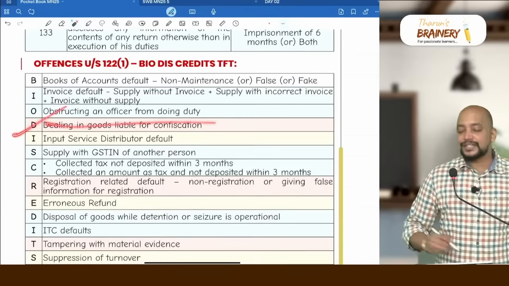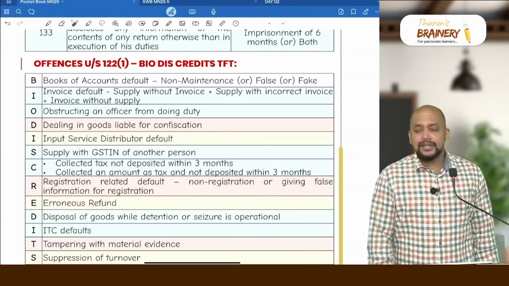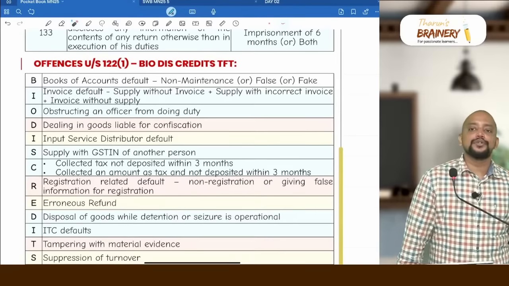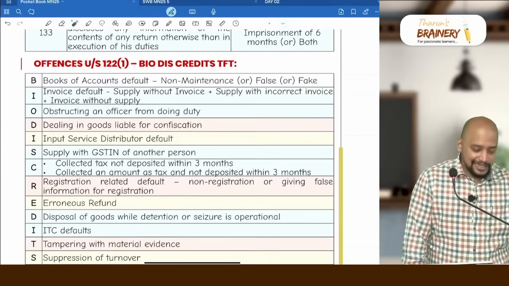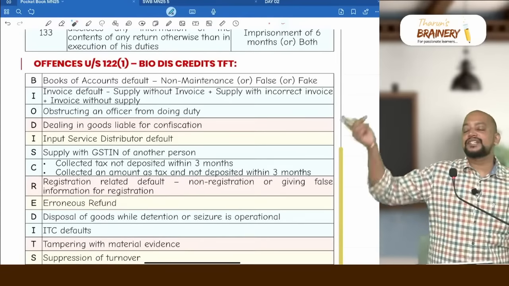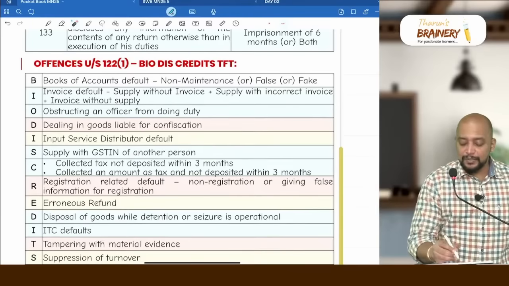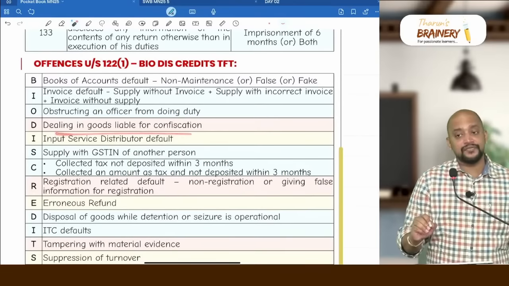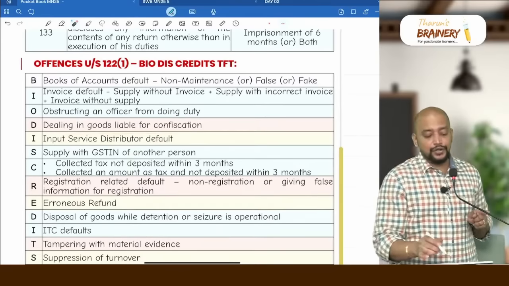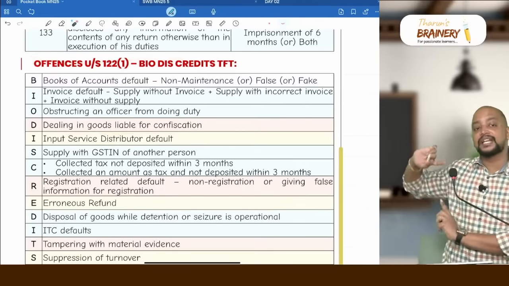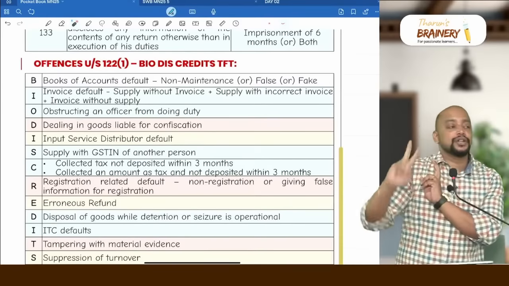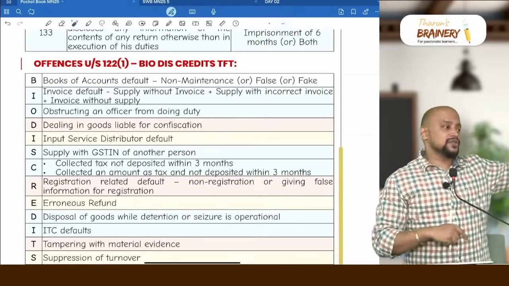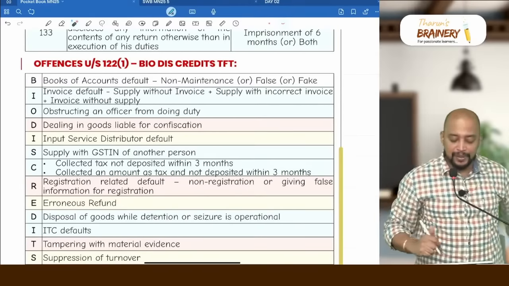D, dealing in goods liable for confiscation. So whenever we are transporting unaccounted goods, storing unaccounted goods, or selling unaccounted goods, if you see section 67, the penalty will be under 122 subsection 1. That is dealing in goods liable for confiscation. But for 129, don't apply this 122 subsection 1 penalty, because for 129, that is situation 2, they have already given a separate penalty. That's the reason this 122 subsection 1 penalty will not be applicable there.